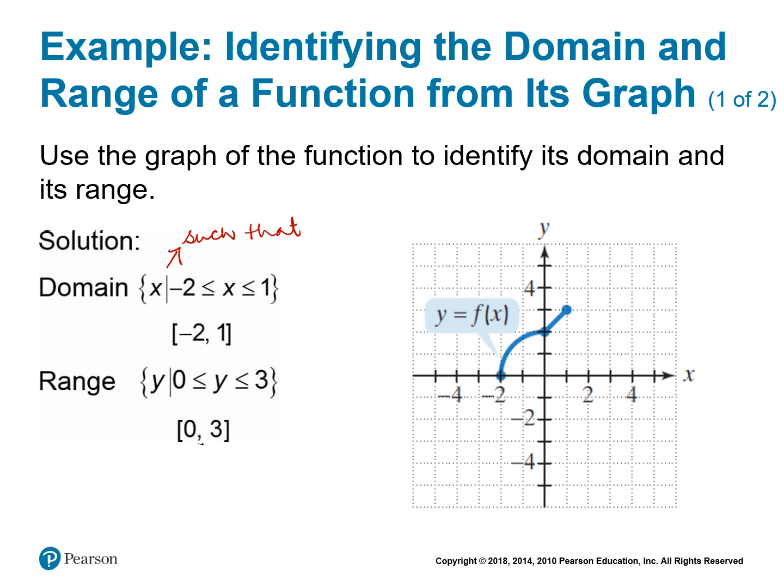Now let me go back to my pointer. All right. So x such that x is a value between -2 and +1. It can be any value. x can take any value between -2 and +1.